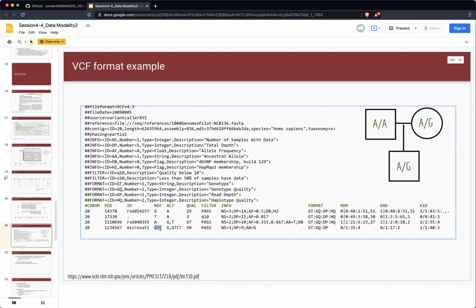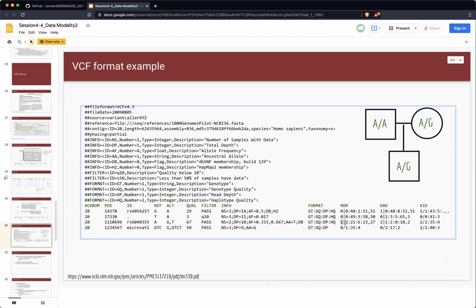Then this also has the deletion here. So one variant could be a deletion, right? GTC changed to G, right? But the other person could have the insertion. So GTC changed to GTCT, right? So you add a T because there is an insertion happening, right? So multi-allelic has the following computational notation as well.